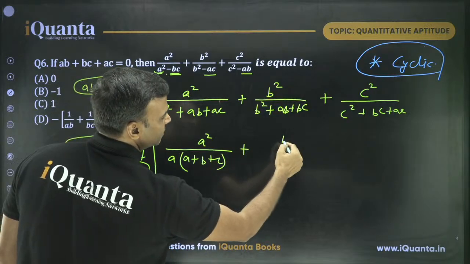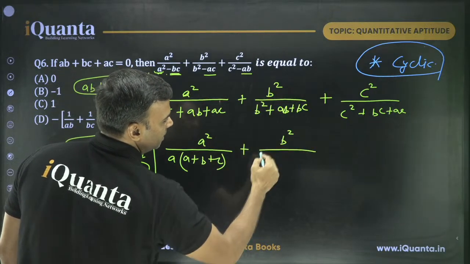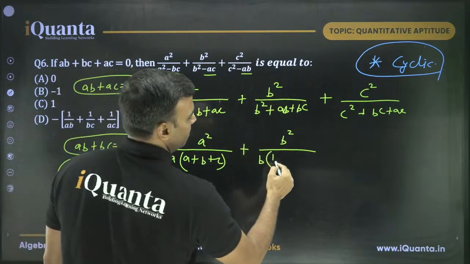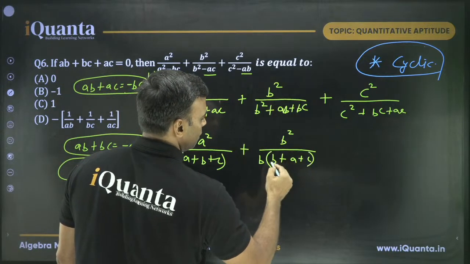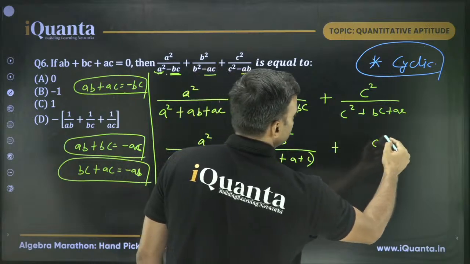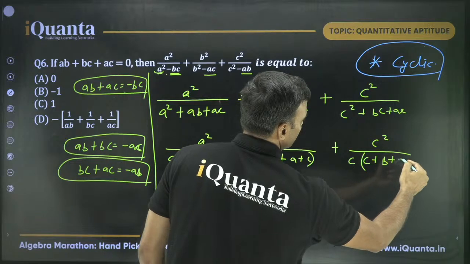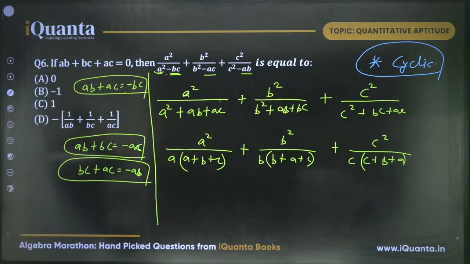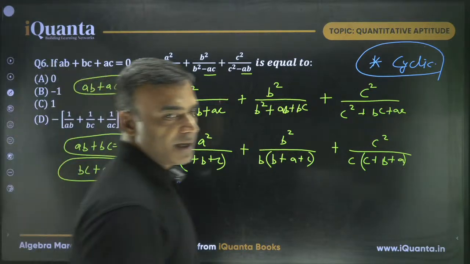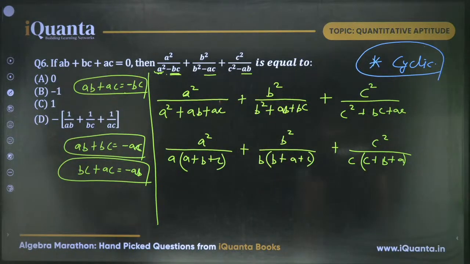Plus here we have B square in numerator divided by B common. If you take out B common, you will get B plus A plus C. What do you say, kids? Plus C square divided by, take C common, you will get C plus B plus A. So Krishna, I don't think that someone who hasn't studied algebra won't be able to do this question; even someone who hasn't done complete algebra would still be able to do it.